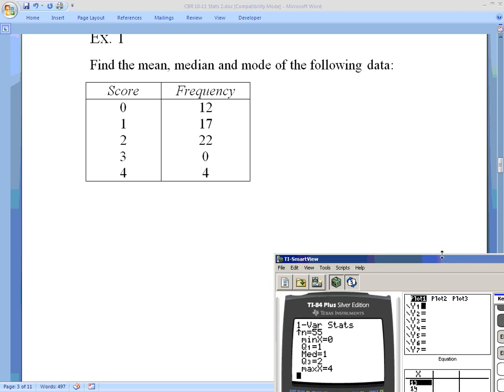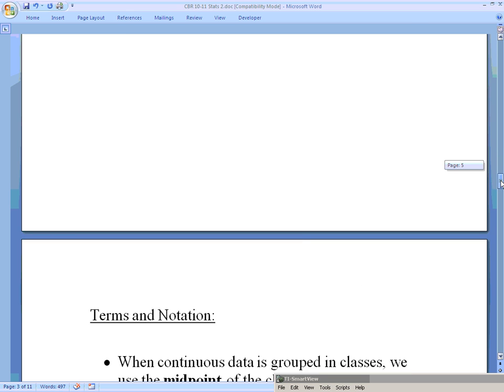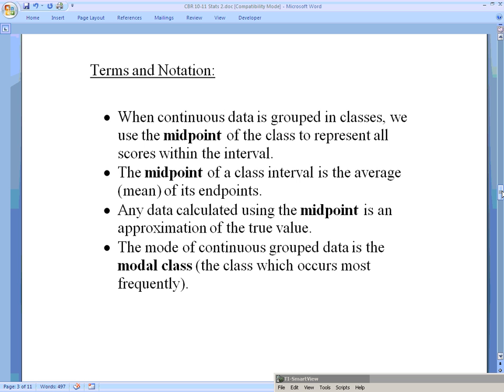Now, what happens if our data is not discrete? Continuous data, we group into classes. We talked about this a little bit last time. In order to get a class into a calculator or to average using mean or even finding a median value or something like that, we need to represent each class with a value. And we call this value the midpoint because it lies right in the middle of each class. The midpoint of the class interval is an average of its endpoints.